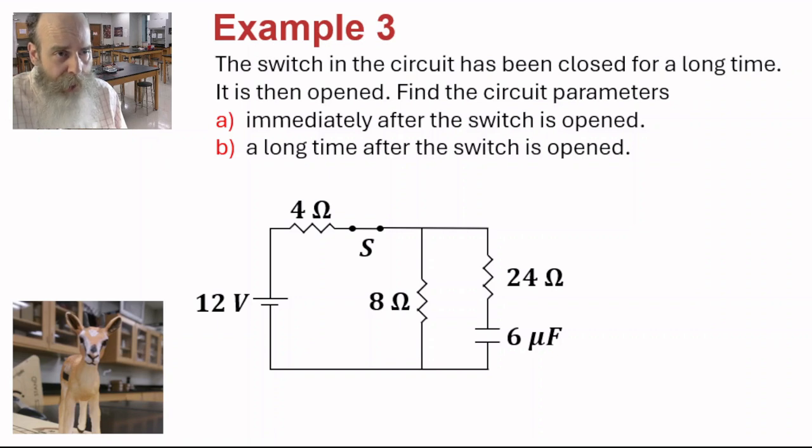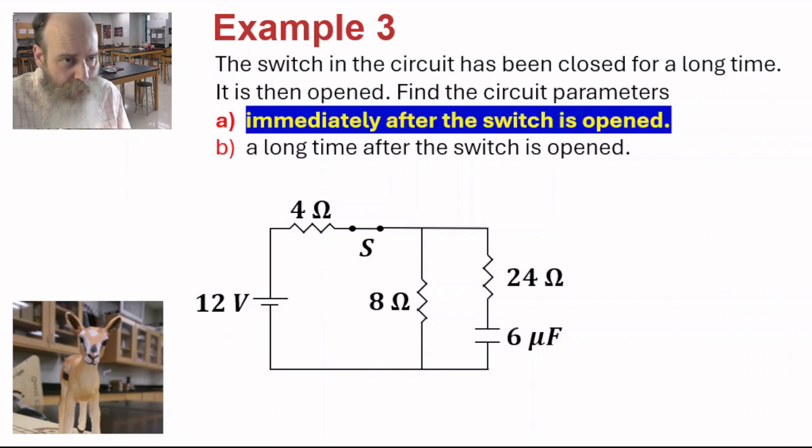Here is our final example. The switch in the circuit of example 2 has been closed for a long time. It is then opened, and we want to find the circuit parameters immediately after the switch is opened and a long time after the switch is opened. Examples 1 and 2 were for charging the capacitor. Example 3 is for discharging the capacitor.